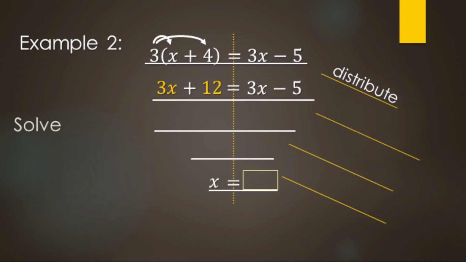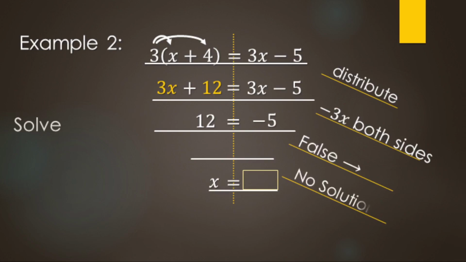So we'll move them to the left. So we need to undo this positive 3x's here with a minus 3x's to both sides. 3x's minus 3x's, no more x's, just a 12. 3x's minus 3x's, no more x's, just a negative 5 there. So we get to this step here and we have 12 equals negative 5. Well, that's false. So that means we are going to have no solutions for this equation here.